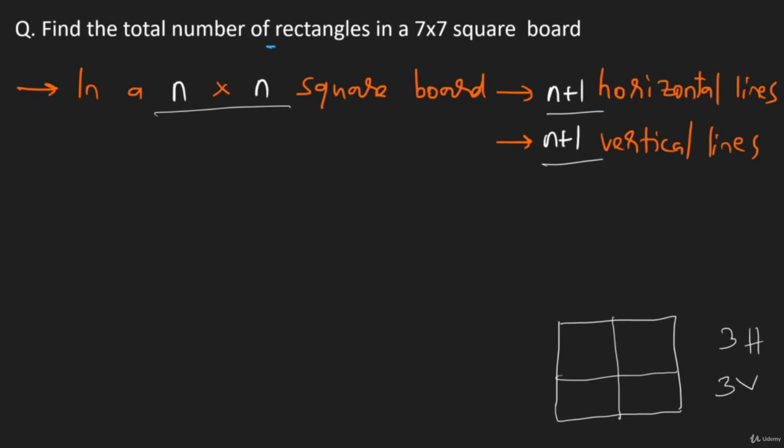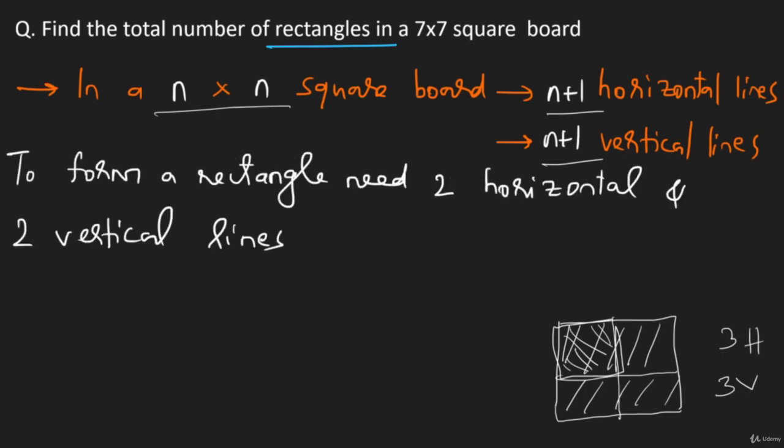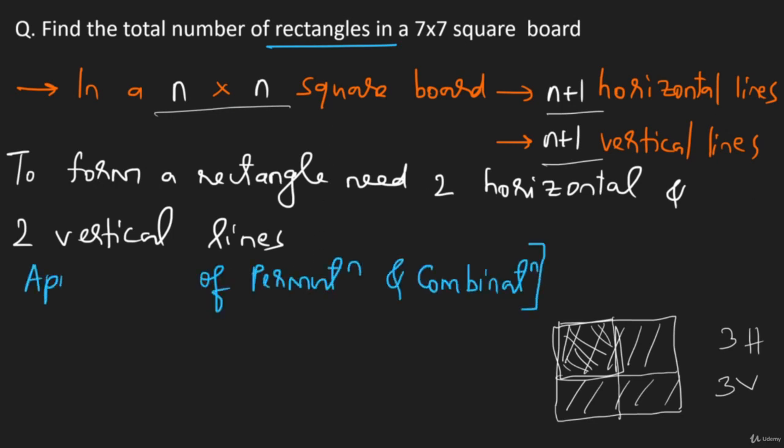Now, we need to find how many rectangles can be formed, right? Over here, for example, you can form a rectangle like this. This is a rectangle, or you can form a rectangle like this. Even if you form a square, it is also a special type of rectangle, right? So that's also a rectangle. So you can see that to form a rectangle, you just need to select any 2 horizontal lines and any 2 vertical lines. Now, this is an application of permutation and combination, right?